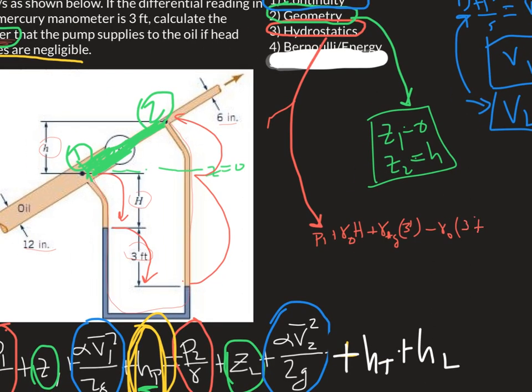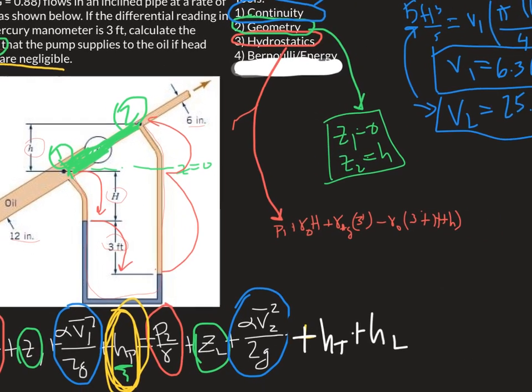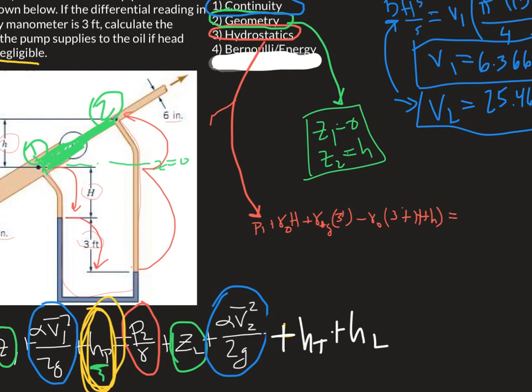3 feet plus capital H plus lowercase h equals pressure at 2. Okay. All right. Now I'm going to rearrange this in a special way. You've probably seen me do this before.